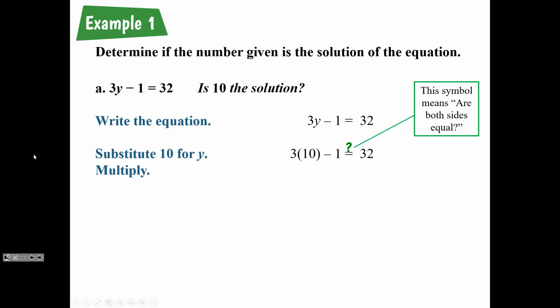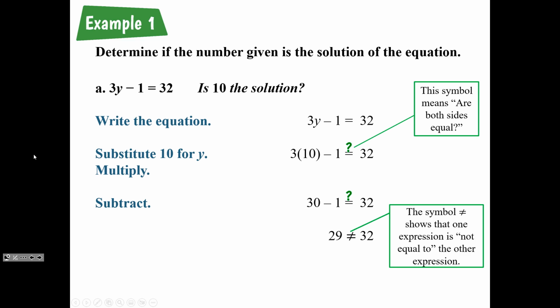Remember, this is in your book packet, so you just need to be following along. The extra examples are the ones that we're going to be writing in our notes. So when we substitute 10 for our y, we do 3 times 10, which is 30. We write the rest of the expression, which is minus 1 equals 32. 30 minus 1, we get 29. Now 29 does not equal 32. So is 10 a solution? No, because it's not true.